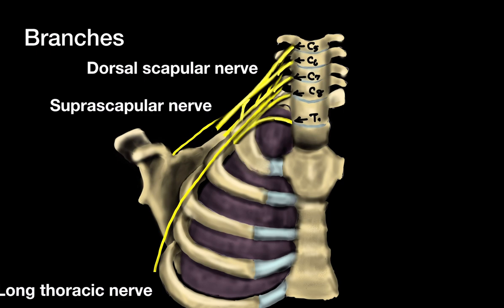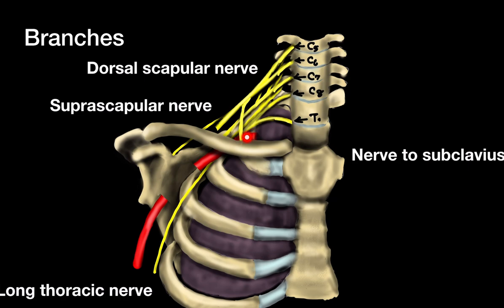Another branch from the upper trunk is the nerve to the subclavius muscle. You can see it going anteriorly to the middle and lower trunk of the brachial plexus and just in front of the subclavian artery to reach the inferior surface of the clavicle, behind the clavicle, and it will supply the subclavius muscle. So these are the two branches from the upper trunk. No other branches arise from the trunks of the brachial plexus.